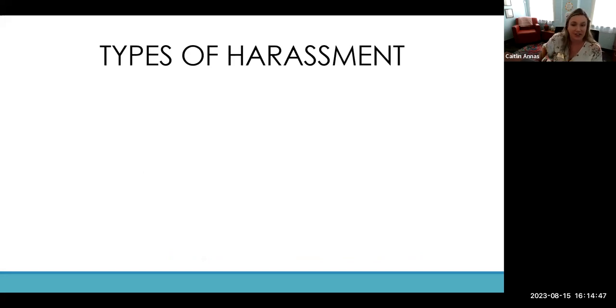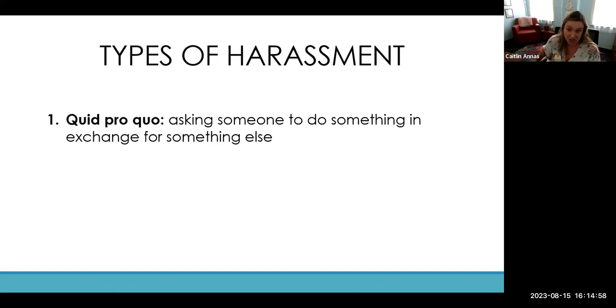So let's talk about the different types of harassment. Harassment can be broken into two categories: quid pro quo or a hostile environment. Quid pro quo is an exchange. So this is when someone asks someone to do something in exchange for something else. An example of this could be a faculty member asks their graduate assistant to go on a date in exchange for a letter of recommendation. This is the mentality of, I'll scratch your back if you scratch mine.